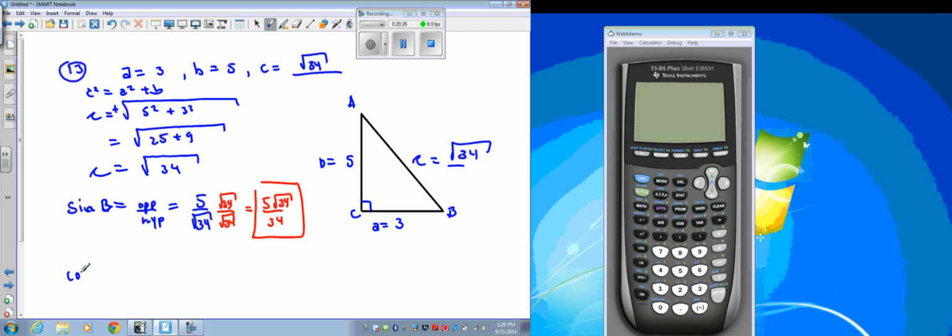So the cosine of B is going to be what? Adjacent over hypotenuse. And the adjacent is 3, over the square root of 34. And I have to do what again? Rationalize the denominator, right? So my answer is going to be 3 square root of 34 over 34.